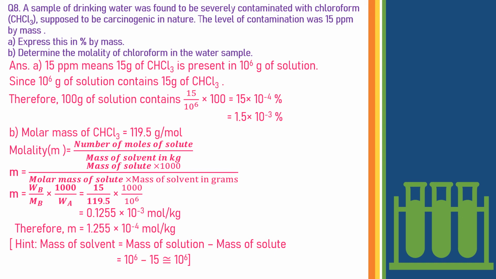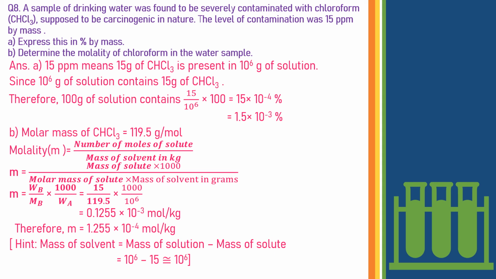We have Wb as 15, Mb as 119.5, multiplied by 1000, divided by Wa, which is 10 to the power 6. Then we get the answer 0.1255 into 10 to the power minus 3 mole per kg. This is the molality, the unit of molality is mole per kg. So we have now calculated the molality of the chloroform in the given water sample. I hope you have understood. Try to do this question once again on your own.